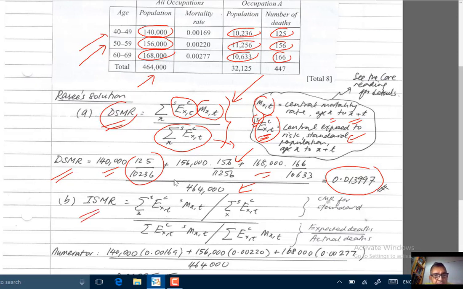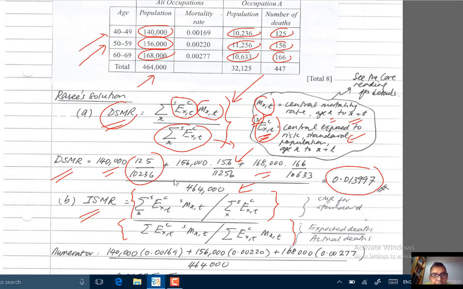This one we must be careful with. It's again an application of a formula. We have a numerator and a denominator, so it may be in your interest to work it out separately and then work out the final answer. The numerator here is the crude mortality rate for the standard population. And the denominator is just your expected deaths over your actual deaths for the population being studied.